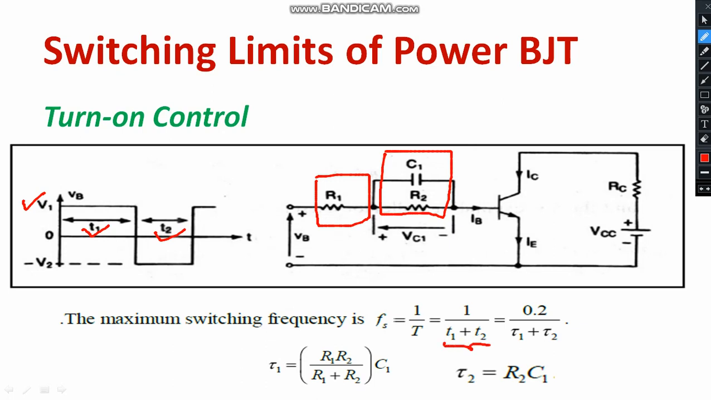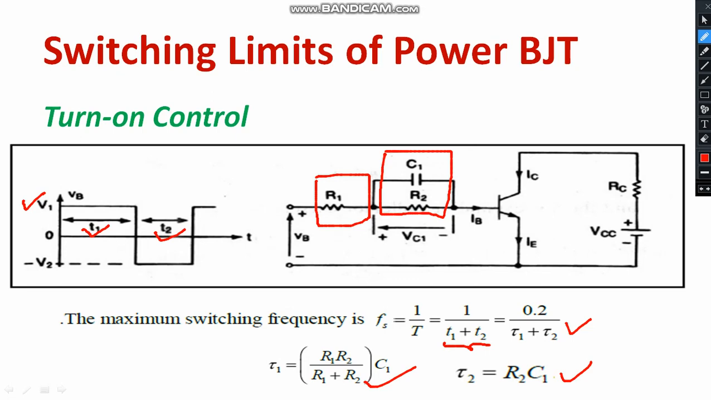And we can write in a consolidated form that the switching frequency can be given as 1 upon τ1 plus τ2, where τ1 and τ2 are the time constants. τ1 can be written in terms of the values of the resistors and capacitor like this, and τ2 will be R2 into C1. This is helpful for the design procedure of the base driver circuit, especially for the turn on circuit.